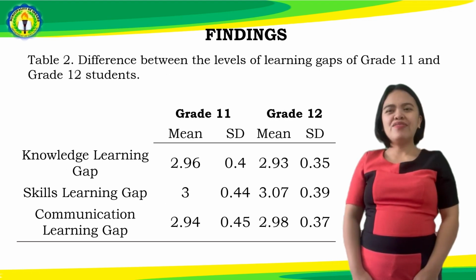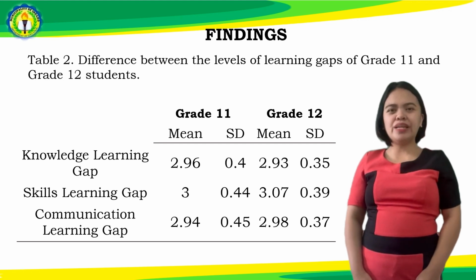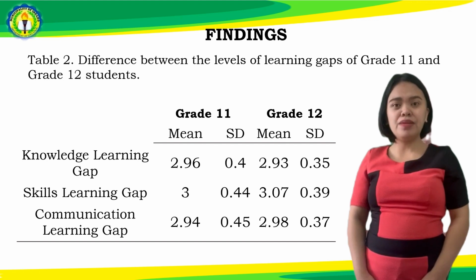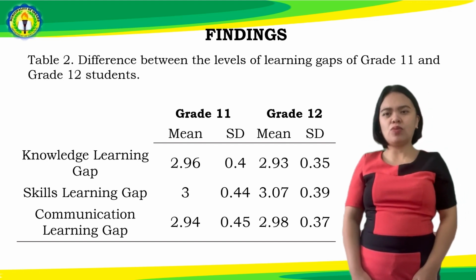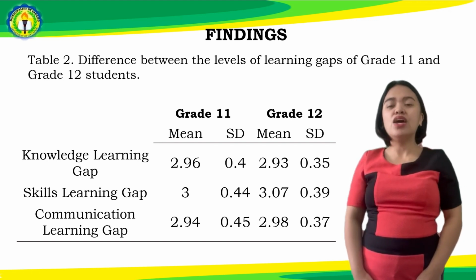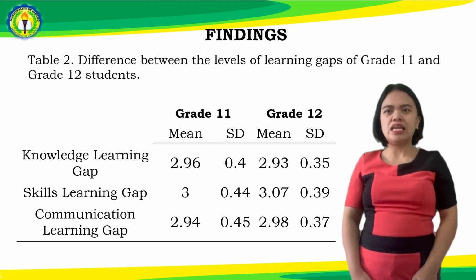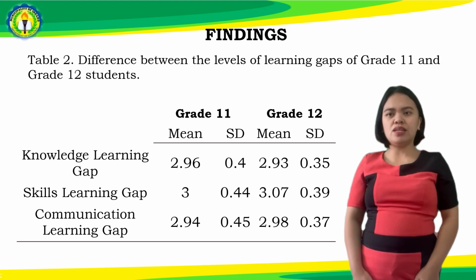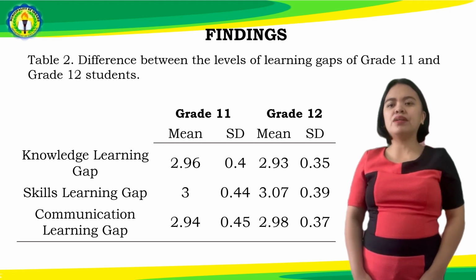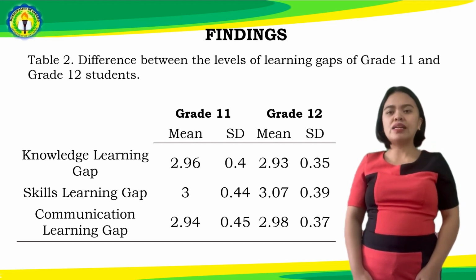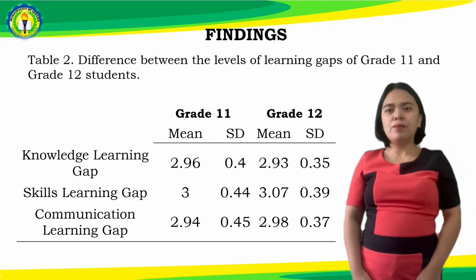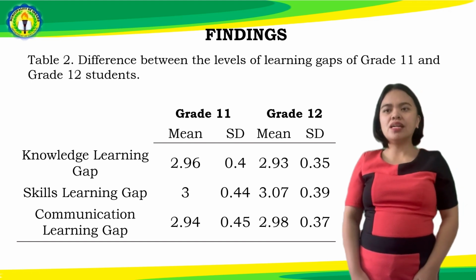Table 2, difference between the levels of learning gaps of grade 11 and grade 12 students. In knowledge learning gap, grade 11 got a mean of 2.96 while grade 12 got a mean of 2.93 with 0.03 difference. It shows that the grade 11 students have more learning gap in knowledge. While in the skills learning gap, grade 11 got a mean of 3, while grade 12 got a mean of 3.07. With a difference of 0.07, it means that the grade 12 students need more development in skills.